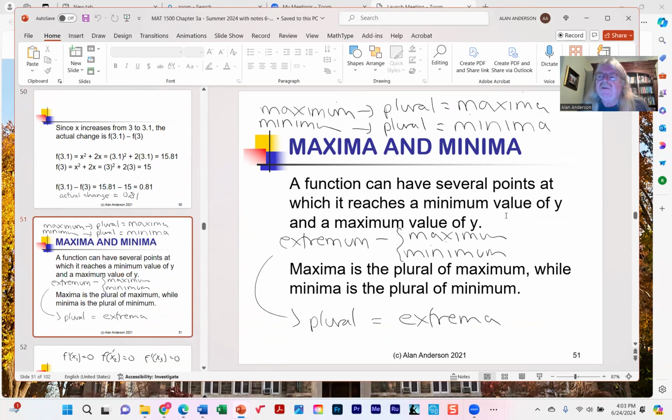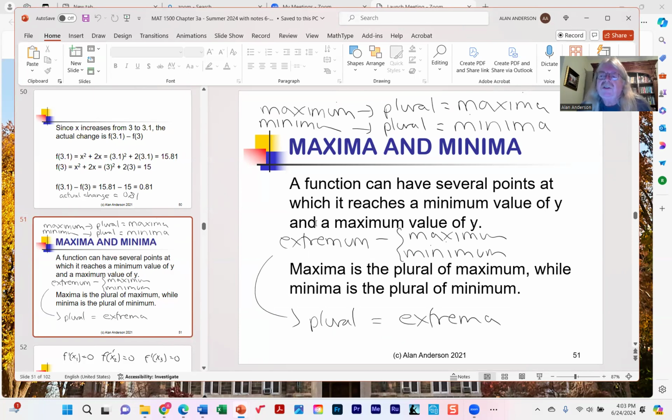First, we had a bit of a Latin lesson yesterday. We saw that maximum, when pluralized, becomes maxima. Minimum, when pluralized, becomes minima. And also the word extremum refers to either a maximum or a minimum. Okay, so in other words, a maximum and a minimum are both examples of what we would call an extremum.